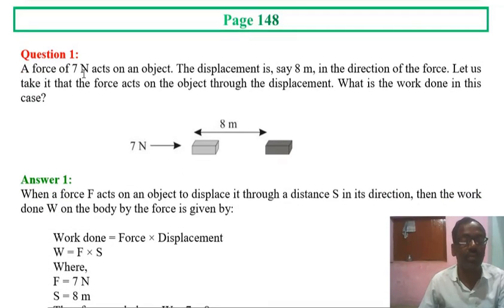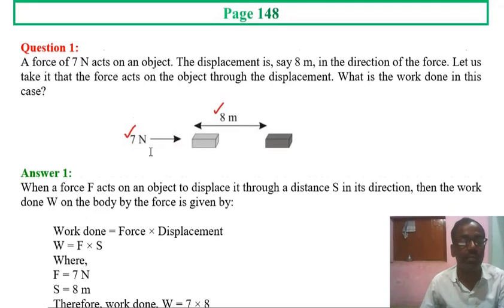A force of 7 Newton acts on an object. The displacement is, say, 8 meter in the direction of the force. Let us take it that the force acts on the object through the displacement. What is the work done in this case? So this is the 7 Newton and displacement is the 8 meter.